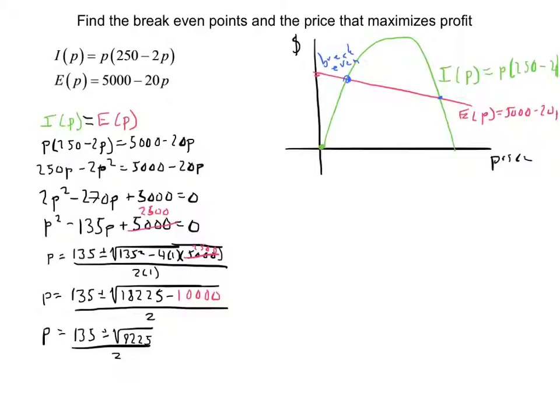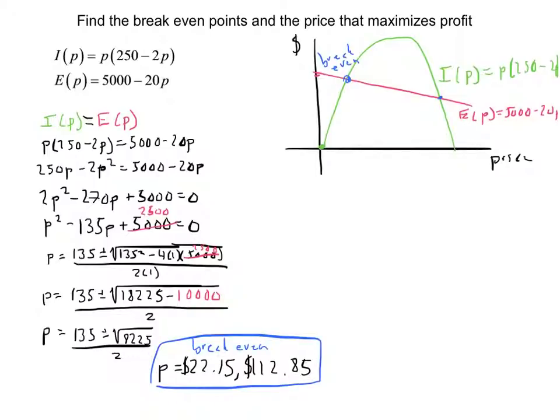So the first one, needing my calculator here, is going to be a price of $22.15. It's 15 cents. So that's the first price. I did that one with the subtraction, and now we're going to do it with addition. Alright, this one is $112.85. Now note once again that I did not put this in simplest radical form because of the context of the problem. So these are the break-even points. At these prices, your profit is 0. Your income equals your expenses.